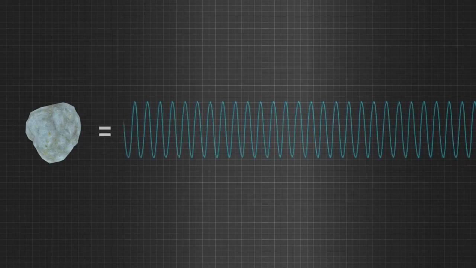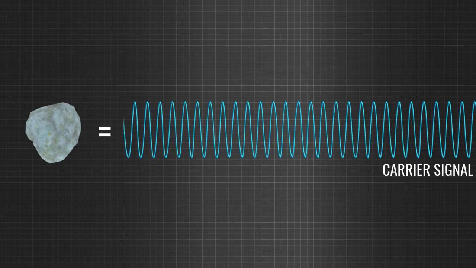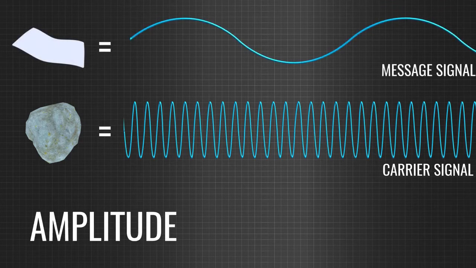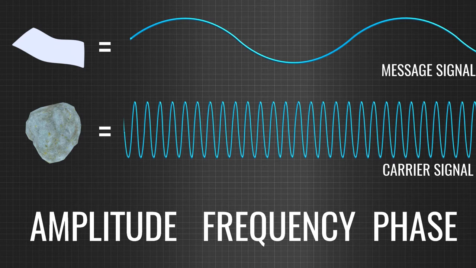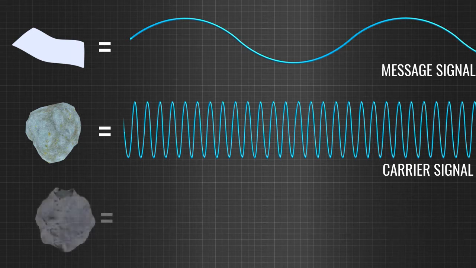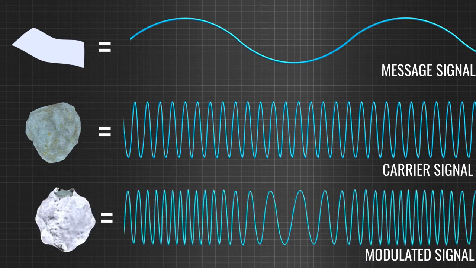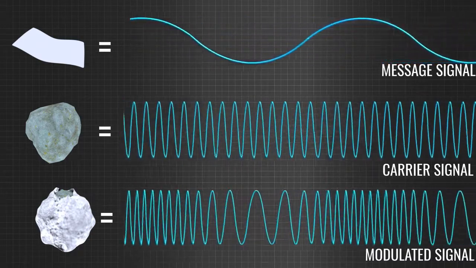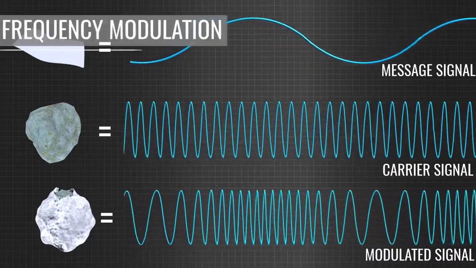In place of a stone, modulation uses a high-frequency signal known as a carrier signal. As we know, any signal has three basic properties: amplitude, frequency, and phase. In the modulation process, one of the properties of the carrier signal is varied in accordance with the message signal. For example, the frequency of the carrier signal is varied according to the amplitude of the message signal. This technique is known as frequency modulation.